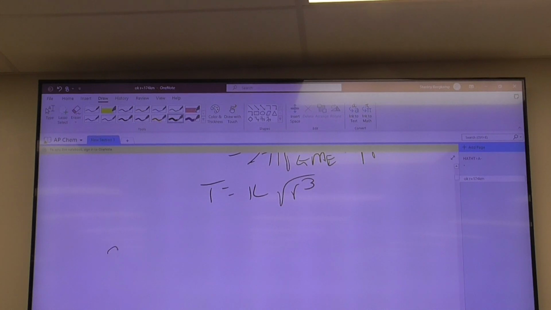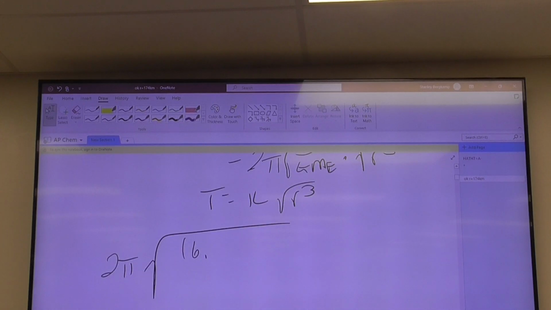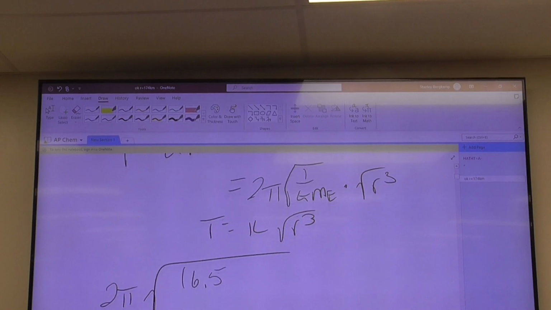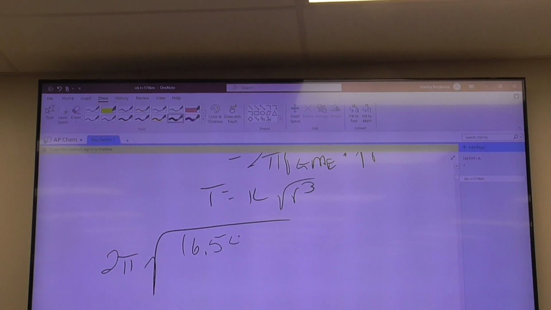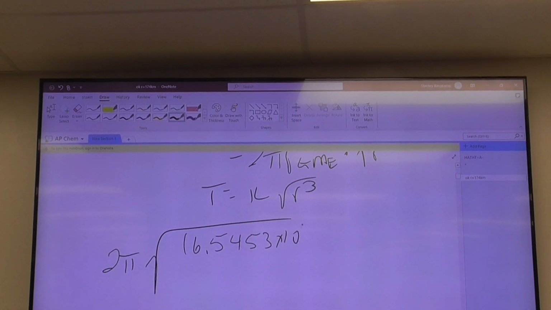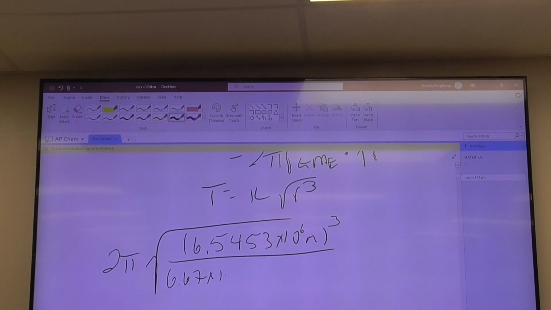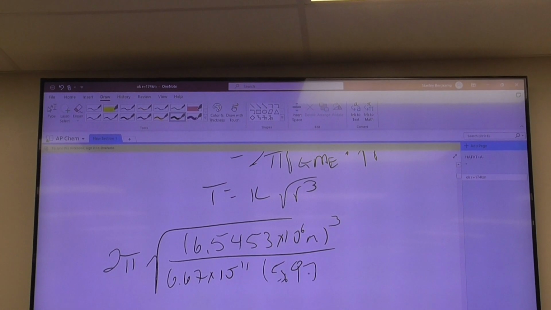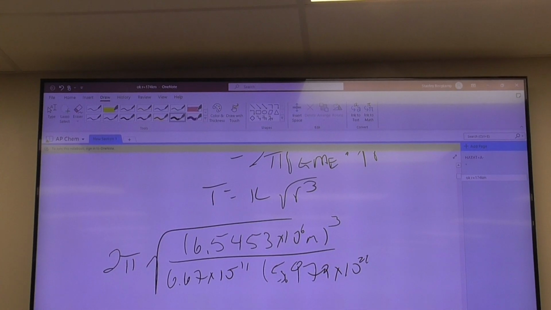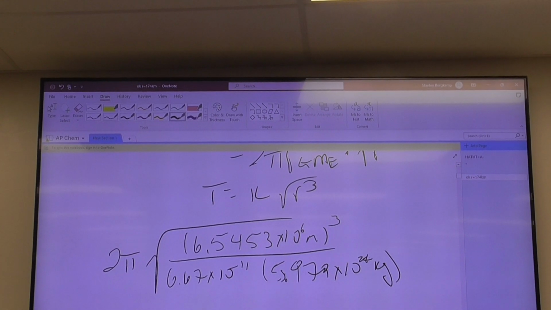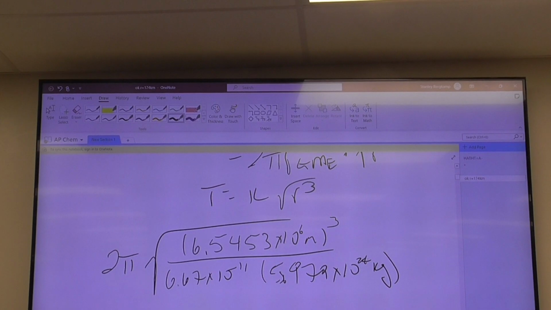Now, before you touch a calculator, we're going to do this with Luke. So I've got 2 pi, and his radius was 6.5453 times 10 to the 6th, when we added the 174,000 to the radius of the Earth. That's going to get cubed, divided by 6.67 times 10 to the minus 11 times 5.979 times 10 to the 24th kilograms. Step away from the calculator.